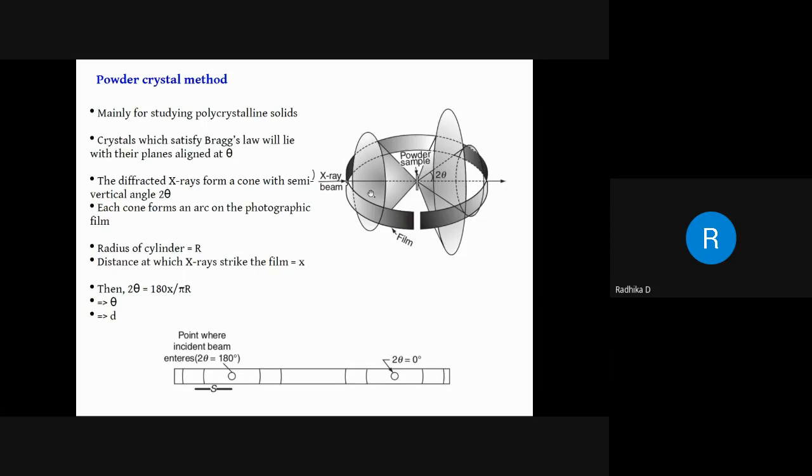But obviously there will be some X-rays which don't undergo diffraction. Those will exit out of this. Just like you have an entry point here, there is one exit point here. If any X-rays didn't get diffraction, maybe a small percentage, those will go out of this exit point.